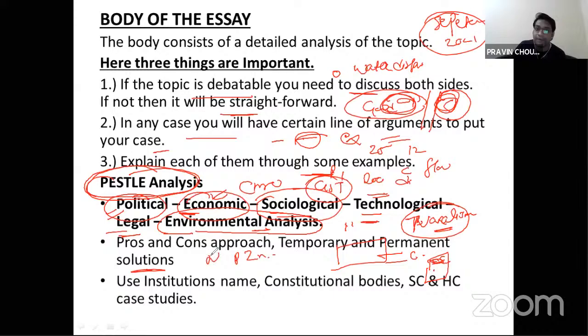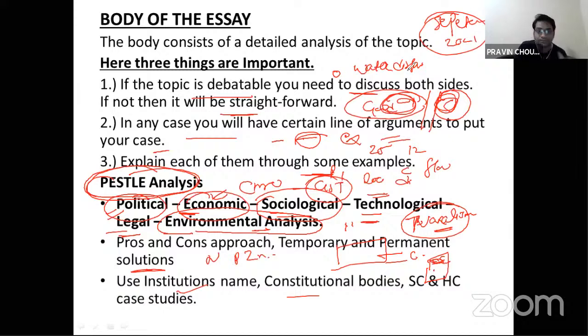long term process, educating them all, making a trust, to build a trust in them that government, whatever the government is doing a development program, whatever government is bringing development program, that will be benefit for them. तो उनको ये बात बताने के लिए समय चाहिए. ठीक है, वो लंबा प्रोसेस, वो परमानेंट सॉल्यूशन है, लेकिन उसके लिए क्या टेम्पररी में हम क्या कर सकते हैं. Okay, so that solution should be required in your body part also. Use institutions name, constitutional bodies, okay, and Supreme and High Court case studies.